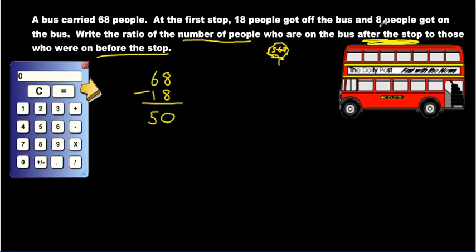But then we had 8 people got on the bus. Okay, so they're like getting on the bus. They're like, hey, everybody, hey, we're on the bus. It's all 8 of us. So now how many people are on? We have 58 people all together.